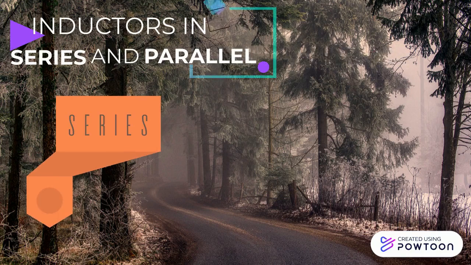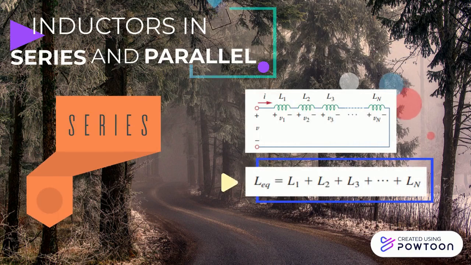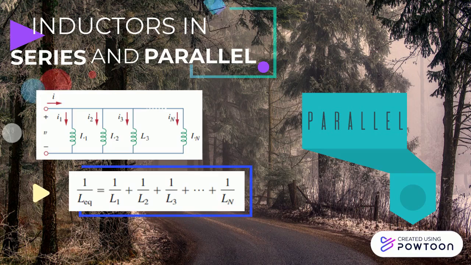The last subtopic is about inductors in series and parallel. In order to calculate the equivalent inductance of inductors connected in series, we have to find the summation of the individual inductors, which will produce this formula. However, to find the equivalent inductance of inductors connected in parallel, we have to use this formula of the sum of the reciprocals of the individual inductors.